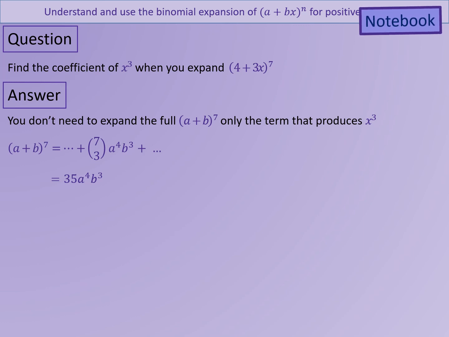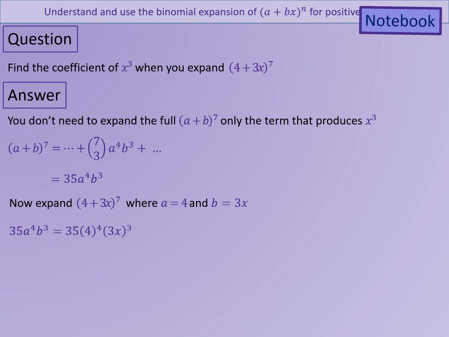So I've worked out my 3 from 7, which gives me a coefficient of 35. So that's complete. And now if I compare that with my (4 + 3x)^7 expansion that I was given at the start, I now know that I'm going to replace A with 4 and I'm going to replace B with 3x. And if I do that, then this is the term that I will end up with.